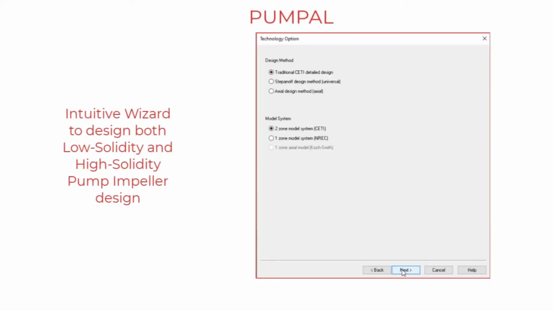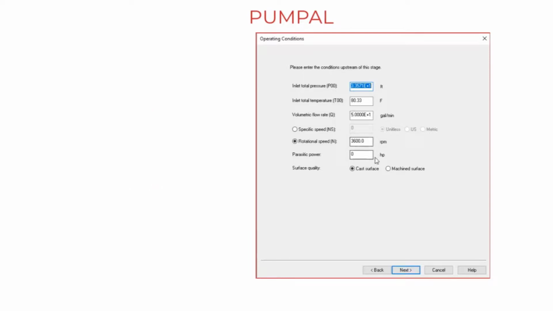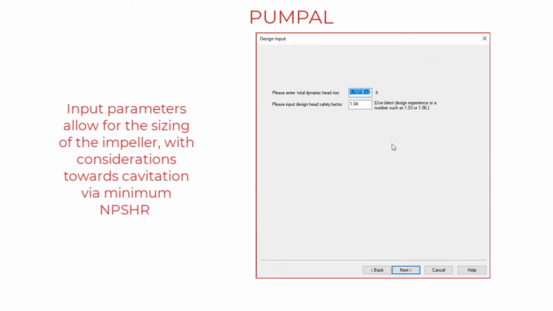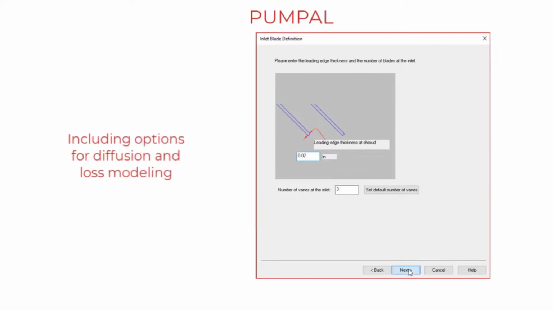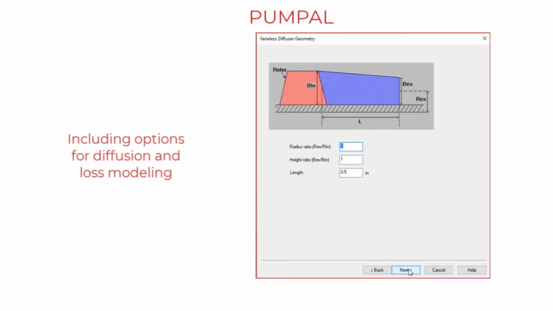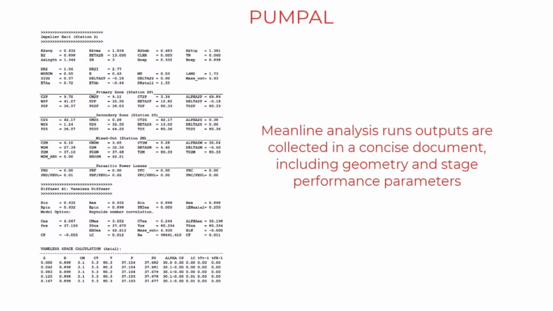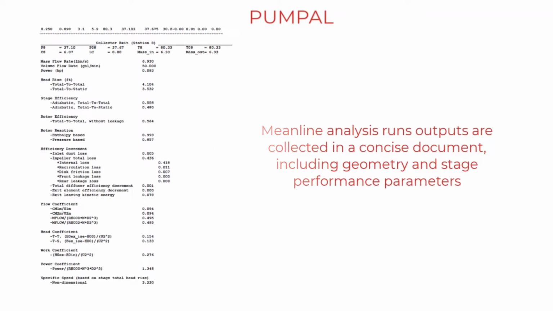Starting in PUMPAL, a self-guided wizard will allow you to begin the 1D design of your machine, including your design specifications and some very preliminary geometric parameters. We include a cavitation model and a design towards minimizing NPSH. We allow for including diffusion models as well to guide us to your initial 1D result, which can be reviewed in a text form or many other different forms that we will get into.